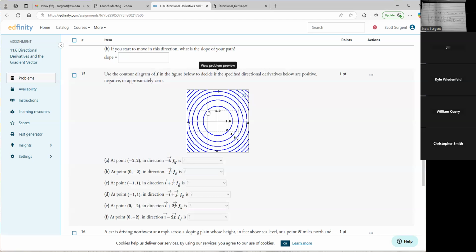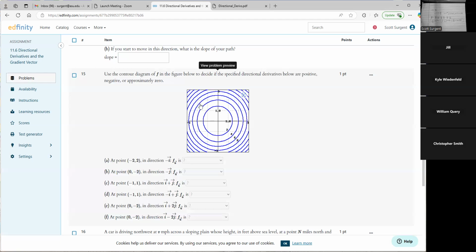So anytime the direction of your derivative is tangent to the contour, you're going to have a zero slope. So part C should be zero. Let's take a look at a couple more. Negative 1, 1, so that's the same point. Now I'm going negative i plus j, so that's going back 1 and up 1. That's going orthogonal to the contour. This will be going up, so that'll be positive.